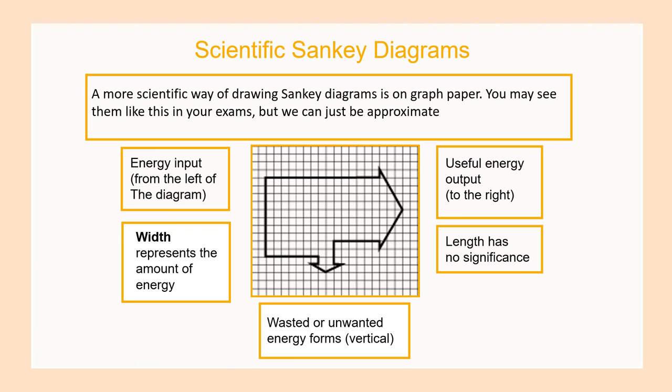So Sankey diagrams are a more scientific way. You can do it on graph paper, however we will just be sketching them in our books today. So on the left we have our energy input, and the width represents that amount of energy. We put our useful energy to the right, and wasted or unwanted energy forms point down.